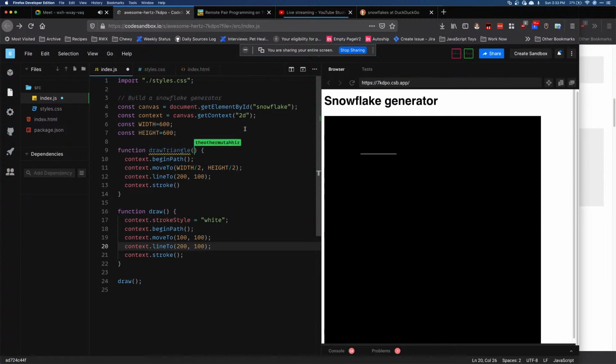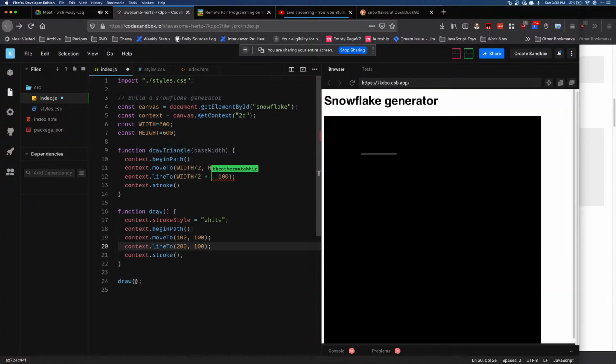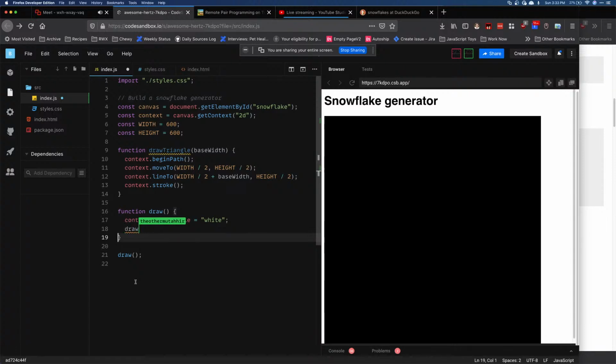And then we say base width. Let's say there's a base width, right? This thing goes width by 2. We need to clean it up, but let's say base width. And so if we call draw triangle, and then we give it a base width of 200, that should be nice.